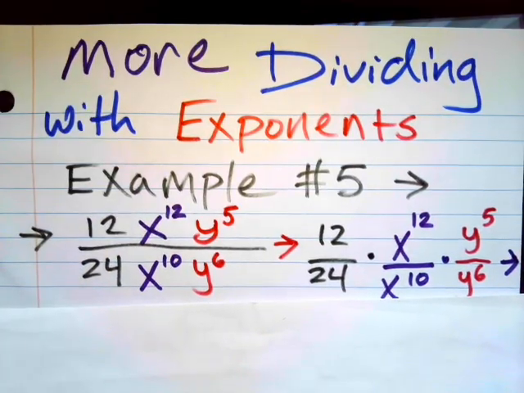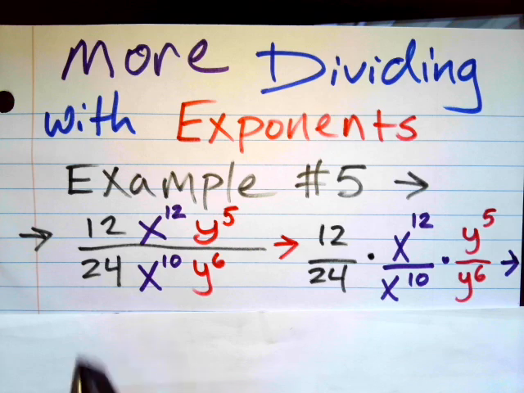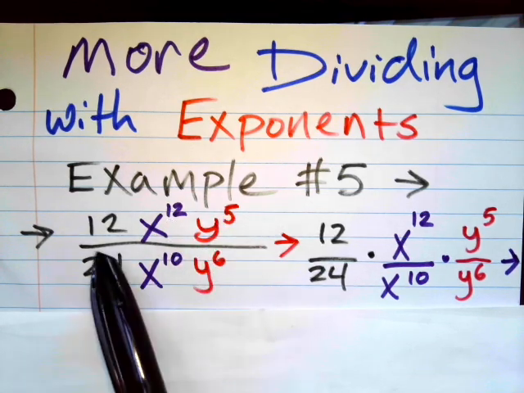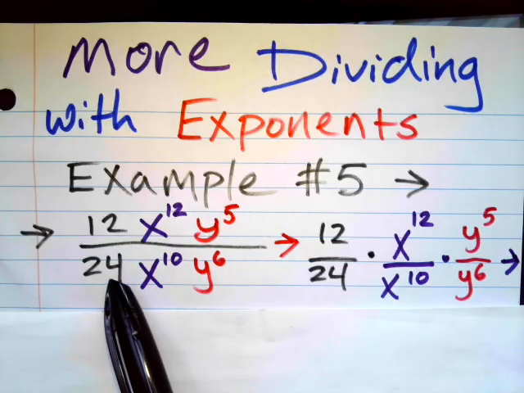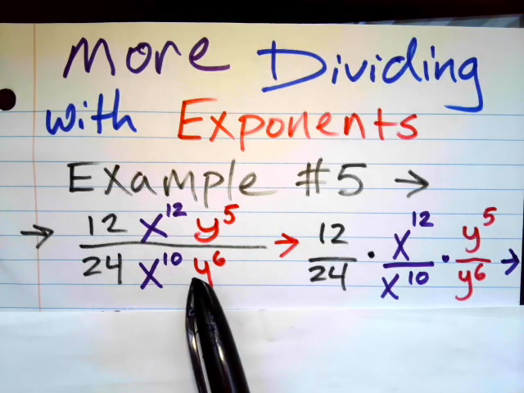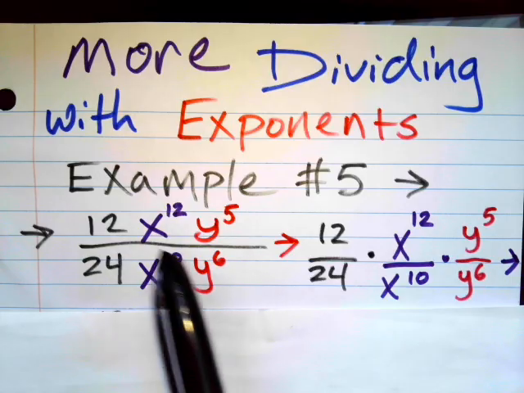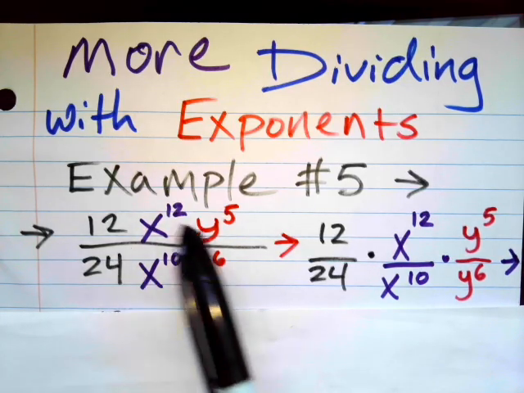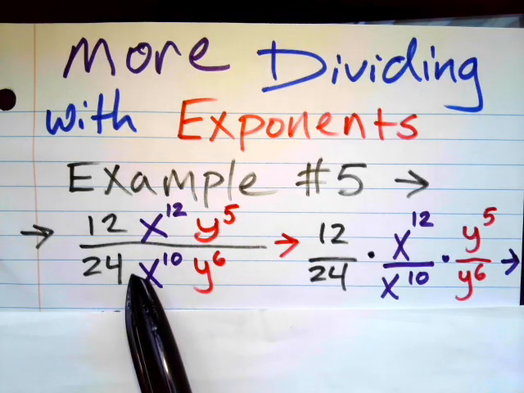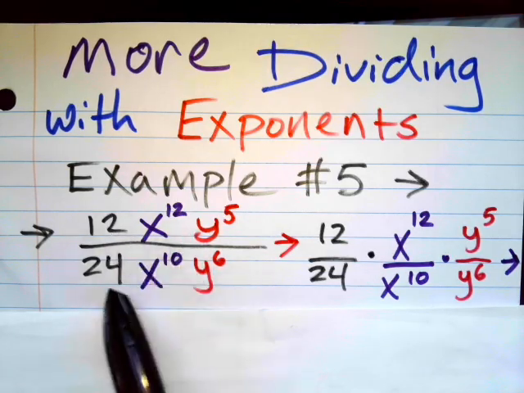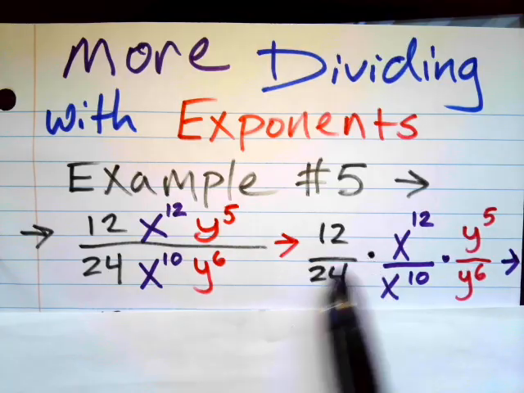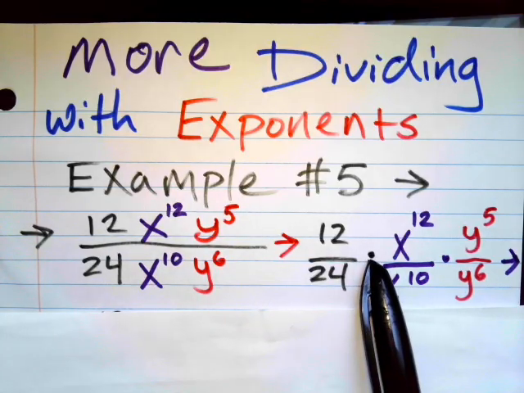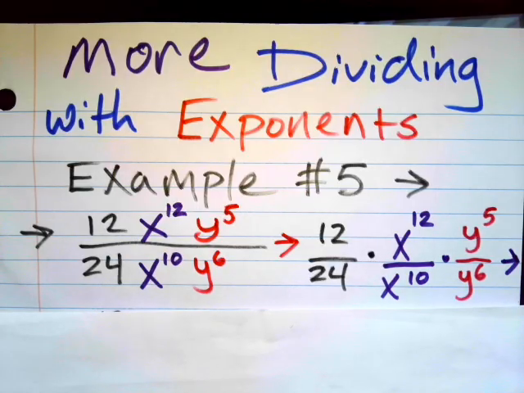And so here you can see we have 12x to the 12th power times y to the 5th power divided by 24 times x to the 10th power times y to the 6th power. Remember, these terms are joined when they're together like this without any symbols in between. They're joined through multiplication. So I'm going to break these down fraction over fraction over fraction connected with the multiplication symbol.